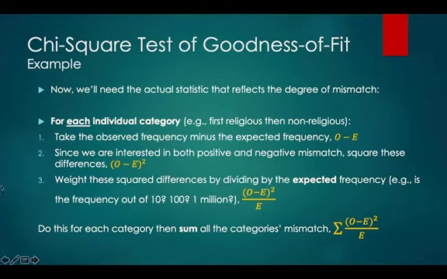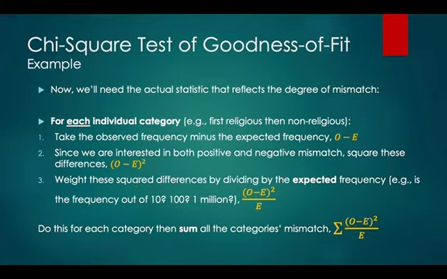Now, we'll need the actual statistic that reflects the degree of mismatch. For each individual category, so for example, first religious, then non-religious, take the observed frequency minus the expected frequency, and since we're interested in both positive and negative mismatch, square these differences, and then weight these squared differences by dividing by the expected frequency.